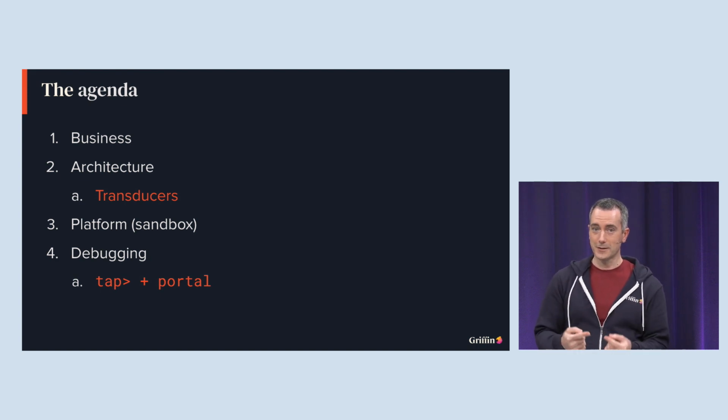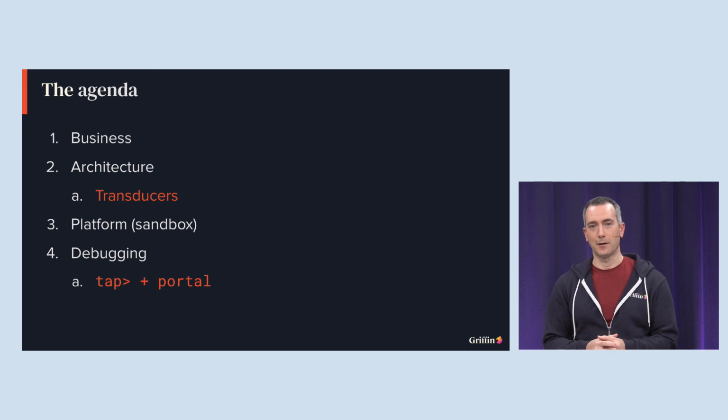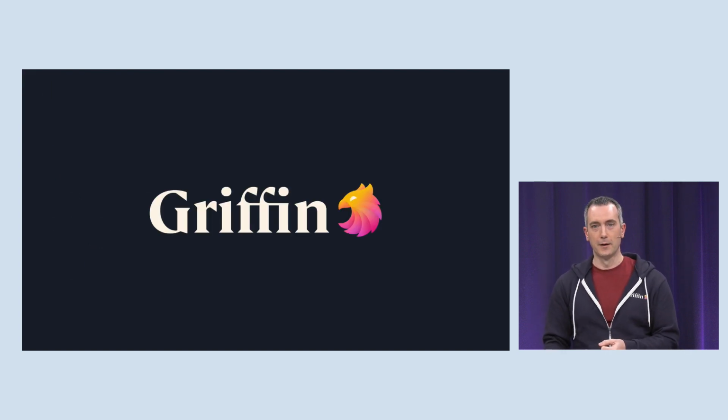And to understand the architecture, we need to understand a tiny bit about the business. I promise I'll try and whiz through the non-technical stuff and get to the good stuff as quickly as possible. But I think it is important to understand each step along the way. So let's dive in. Griffin, the business, what are we doing? We're building a banking as a service platform for fintechs to build their financial products on top of.